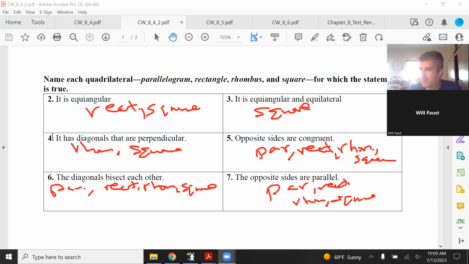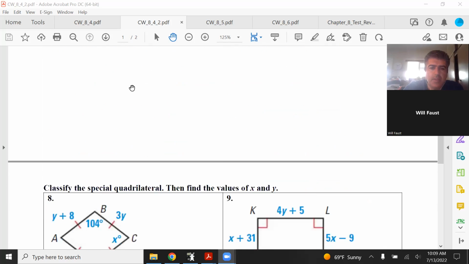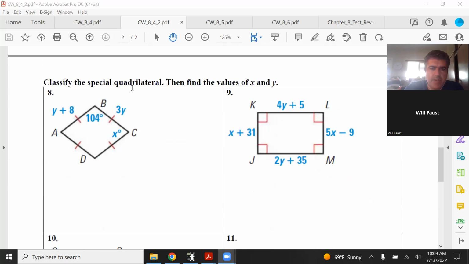Let's keep moving. Then for this here, classify the special quadrilateral and find the values of x and y. Let's see here. So at the very least, you know it's a rhombus, and these have to equal each other.